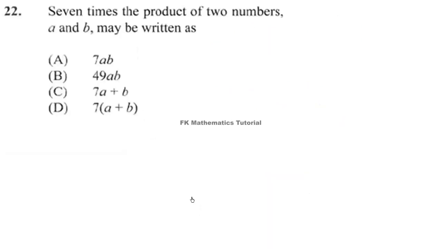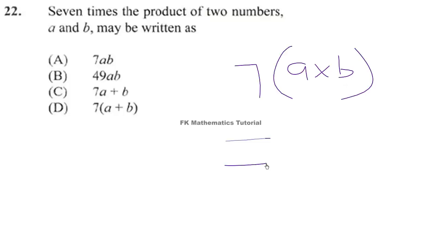7 times the product of two numbers, A and B. So product of A and B is A times B. 7 times of it. So this will be written as 7AB.